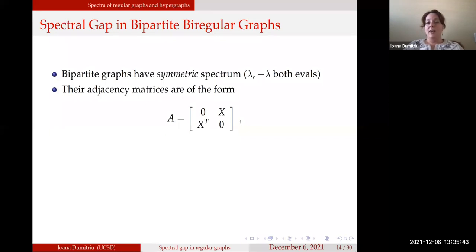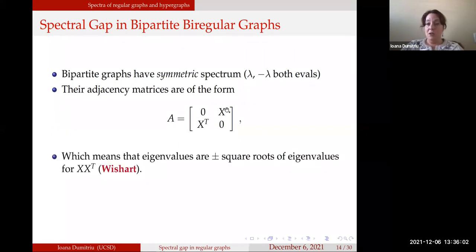Okay, so if we study eigenvalues for the irregular graphs, what we're essentially looking at here for bipartite graphs or for bipartite biregular graphs will be singular values of this matrix X, because the eigenvalues of this larger matrix are plus and minus the square roots of eigenvalues for XX transpose, which should put you in the mind of Wishart problems. Of course, those are the singular values of X. So there's a lot of beautiful linear algebra associated to these bipartite graphs, and in particular to the bipartite biregular graphs that I'll be mentioning in a moment.